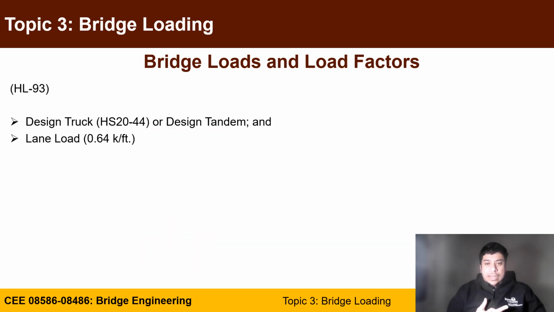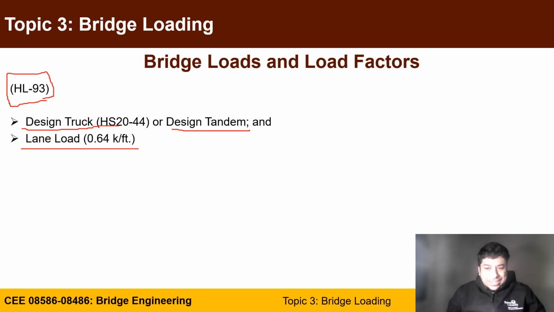Your loading, the important one, is called the design truck, which is HL93. It's a combination of two: the design truck or what's called the design tandem, combined with a lane load of 0.64 kip per foot. Let's discuss every term here in detail.